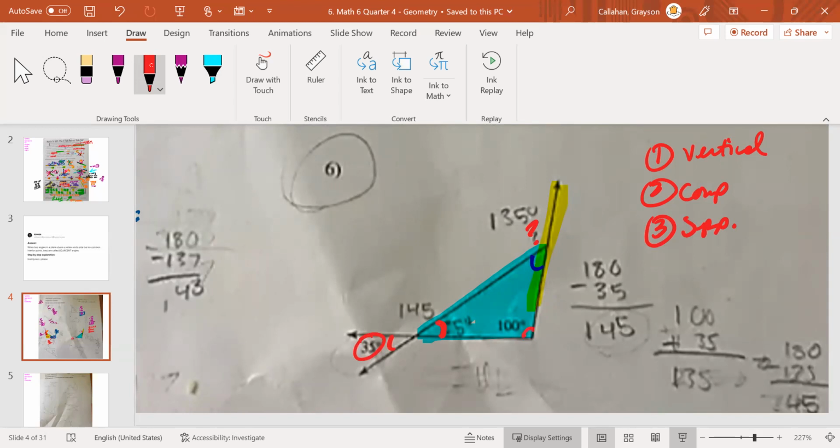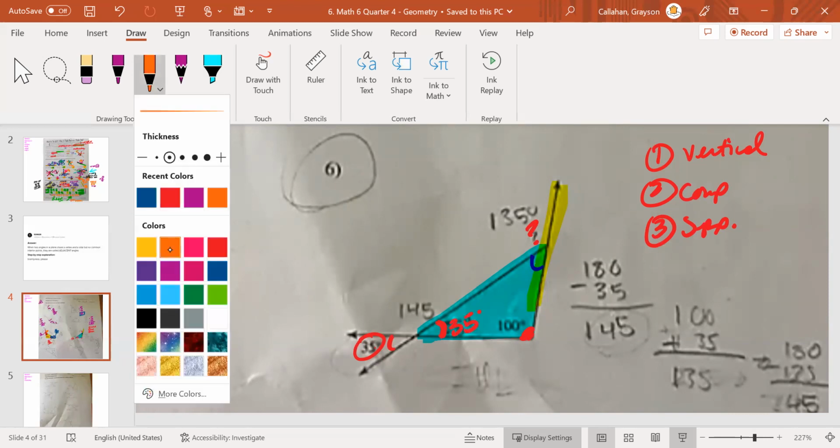Your 100 is right here, Grayson. I'm asking about this one right here. They're vertical angles, which means they're equal. So this angle is 35. What is this angle right here? Can you please pay attention? Seriously, pay attention.